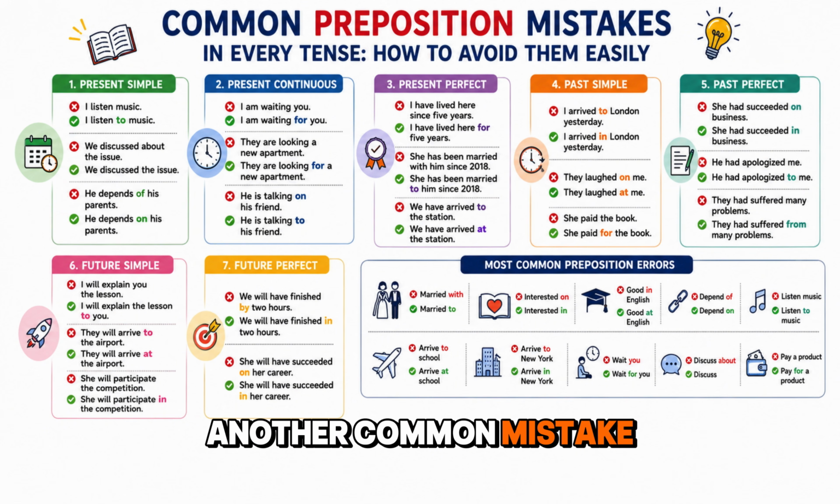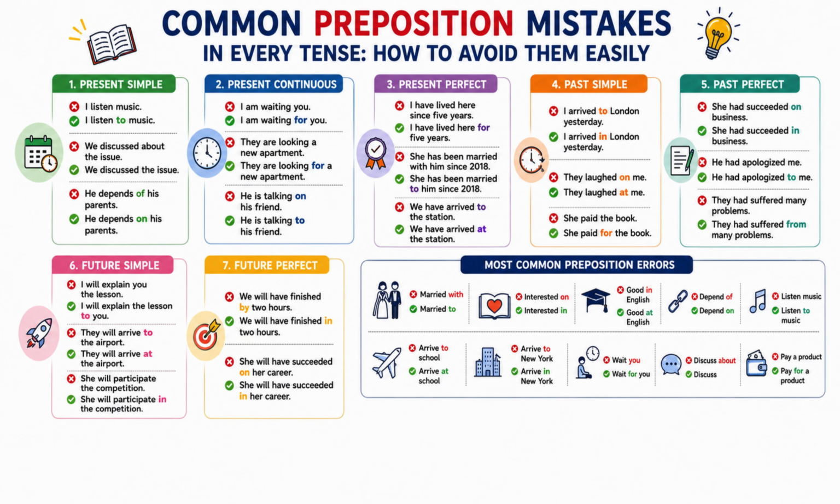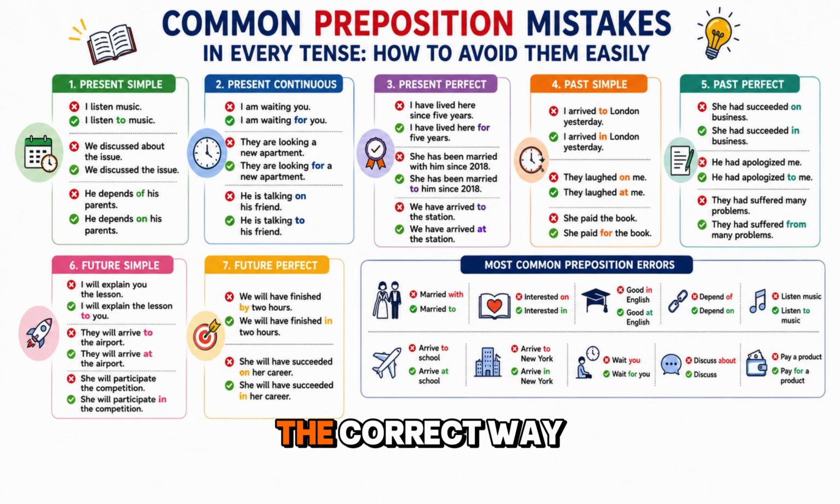Another common mistake involves the verb discuss. It is incorrect to say, "We discussed about the issue." The correct way to say it is, "We discussed the issue." The word discuss already includes the meaning of about, so no additional preposition is needed. Now, let's look at another example. It is incorrect to say, "He depends of his parents." The correct way to say it is, "He depends on his parents." The expression is always depend on, not depend of.